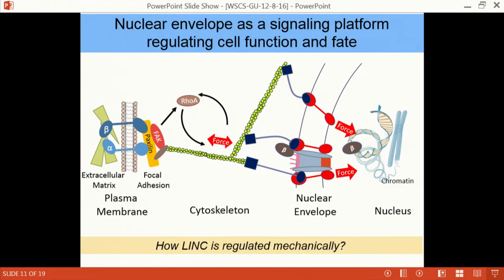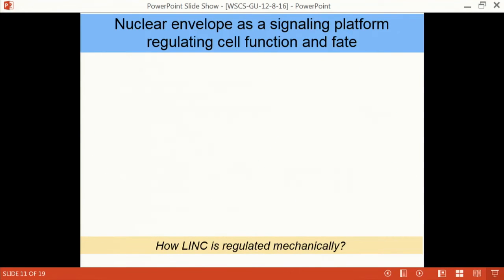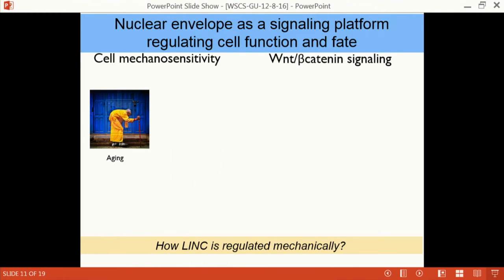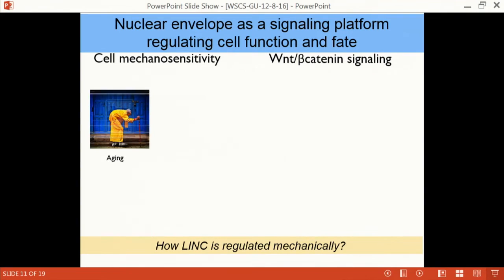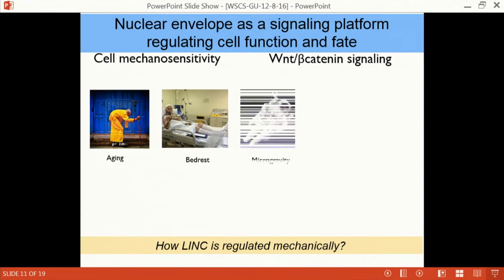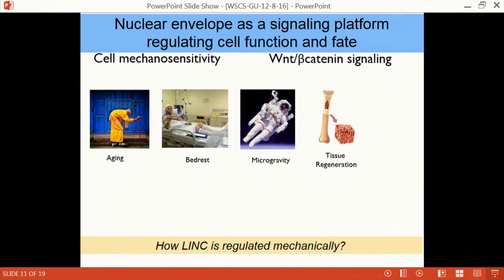In this way, we are currently studying how these LINC complexes are regulated mechanically or otherwise, and we think the regulation or dysregulation of LINC complexes plays a role in cases where we have reduced mechanosensitivity and beta-catenin signaling, such as aging, bed rest, or microgravity, or we can utilize these mechanical challenges or regulation of LINC complexes in cases like tissue regeneration as well as in bioreactors.